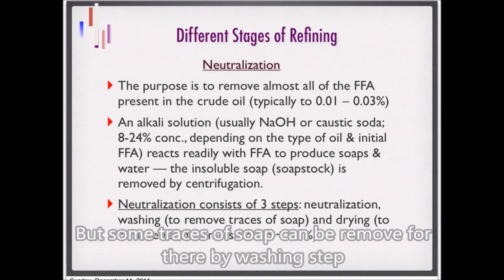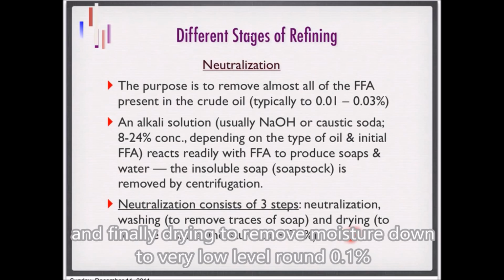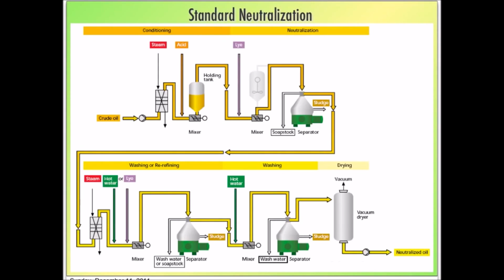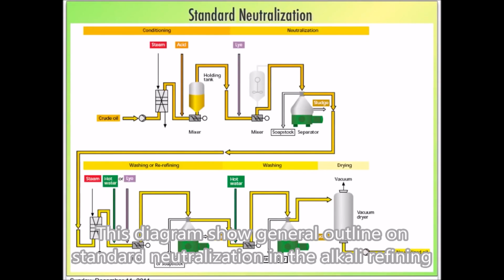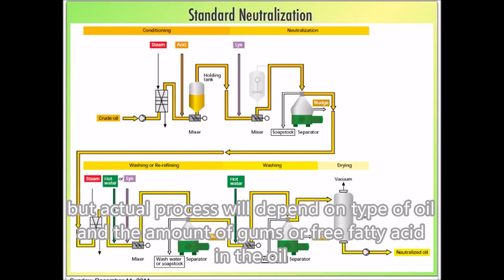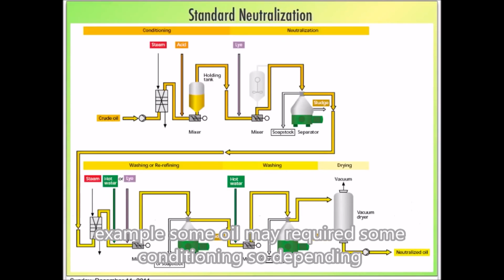But after that, there are probably some traces of soap which can be removed further by a washing step, and finally drying to remove whatever moisture is still there down to a very low level, around 0.1%. This diagram shows a general outline of standard neutralization in alkali refining, but the actual process will depend on the type of oil and the amount of gums or free fatty acid in the oil. For example, some oil may require some conditioning.